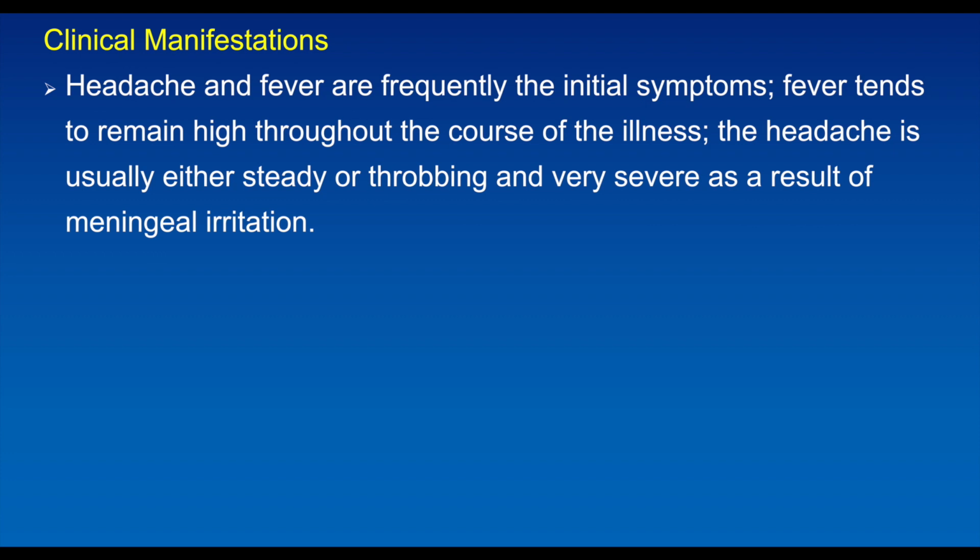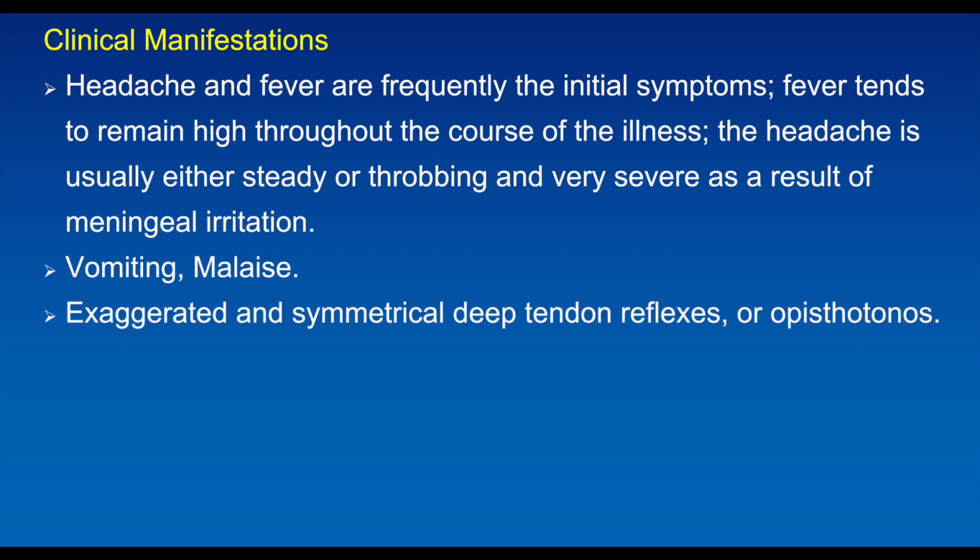Next are the clinical manifestations. Headache and fever are frequently the initial symptoms. Fever tends to remain high throughout the course of the illness. The headache is usually either steady or throbbing and very severe as a result of meningeal irritation. The patient may have vomiting, malaise or weakness, exaggerated and symmetrical deep tendon reflexes, or opisthotonus. Opisthotonus is a reflex muscle movement of the neck and back when the brain is disrupted.